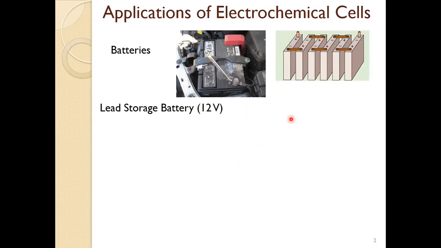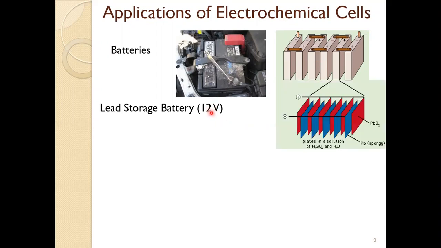It's a 12-volt battery because there are 6 galvanic cells connected in series, where the positive post is connected to a negative post, positive post connected to negative post. As a result, we can add up the potentials of each of these individual 6 cells to get the overall potential of the battery.